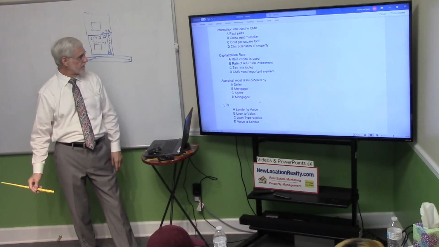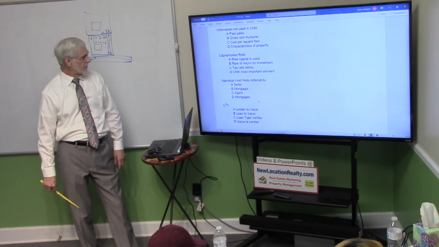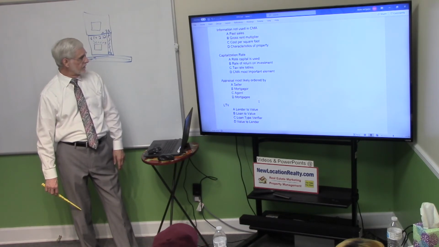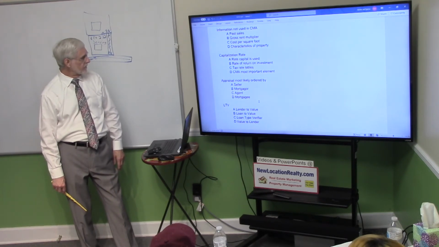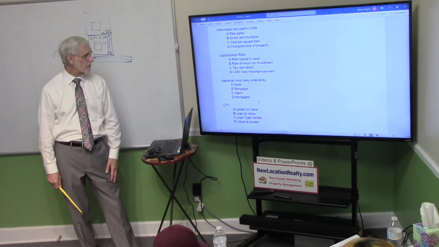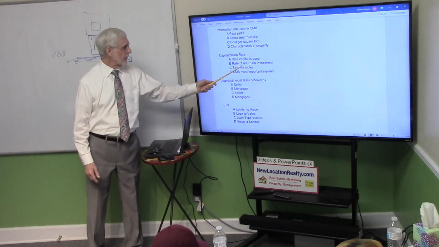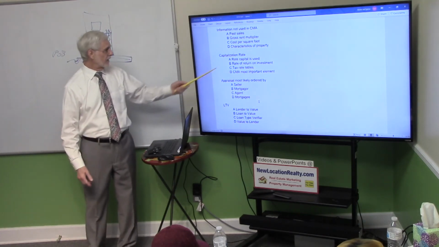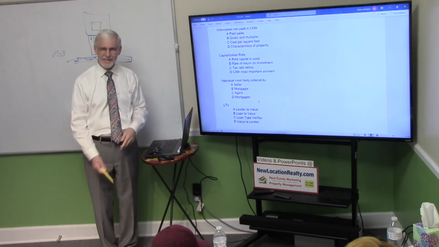Capitalization rate. Rate capital is used, rate of return on investment, tax rate tables, CMA multiplier. Capitalization rate, that has nothing to do with it. Rate of return on investment, yeah, that's what that is. Capitalization rate is also known as ROI, return on investment. And see, there it is, return on investment. I like that one, Beth. I thought y'all would like that one. Pick that one.